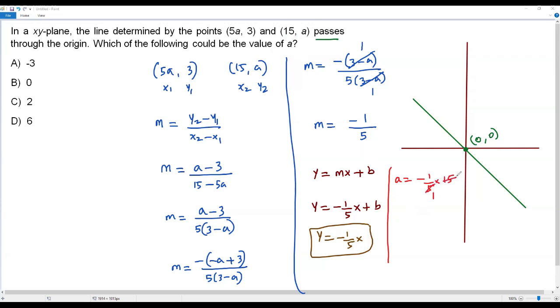So a equals negative 1/5 times 15. 5 goes into 5 1 time, and 5 goes into 15 3 times. So a equals negative 1 times 3, which is negative 3, and the denominator 1 can be ignored. Now I have the value of a. The value of a is negative 3. We find this negative 3 in answer choice A. So the correct answer choice for this question is option A.